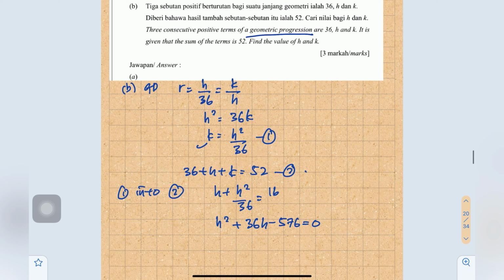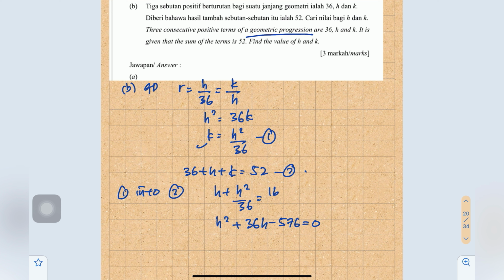To solve the quadratic equation, we can factorize. We will get H minus 12 and H plus 48 equals 0. So H equals 12, H equals negative 48. But above, they said positive, so we must choose the positive one. So we choose H equals 12. Therefore for K, we substitute 12 squared into equation 1 over 36. So we get K equals 6.